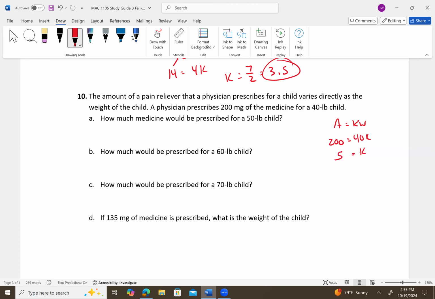So how much medicine would be prescribed for a 50-pound child? So we're looking at A equals 5 times the weight. A equals 5 times 50, which is 250 milligrams. A 60-pound child, A equals 5 times 60, which would be 300 milligrams. And a 70-pound child, A equals 5 times 70, which would be 350 milligrams.